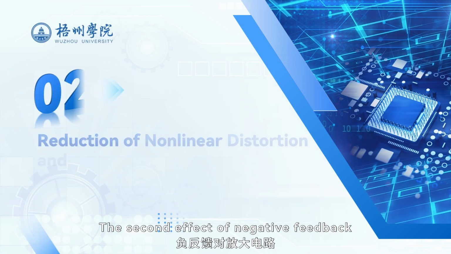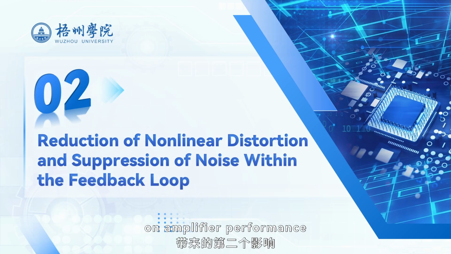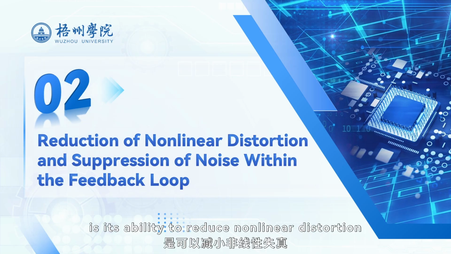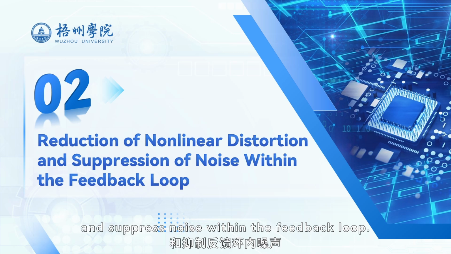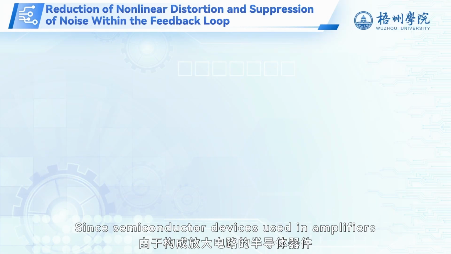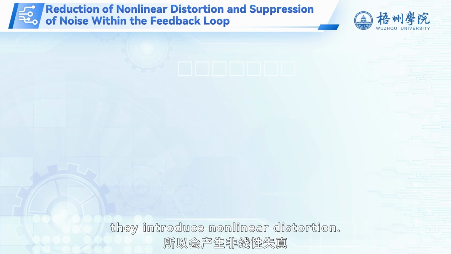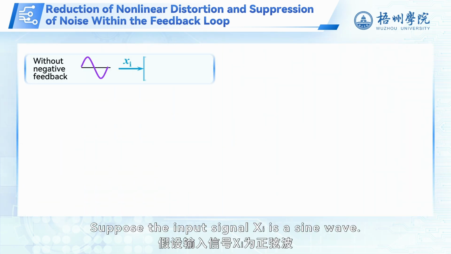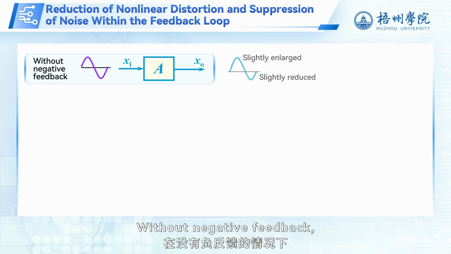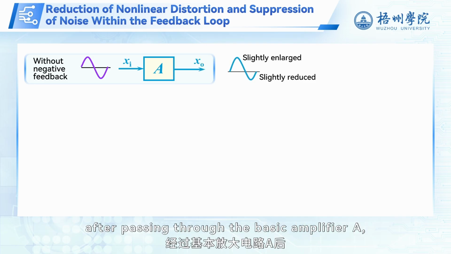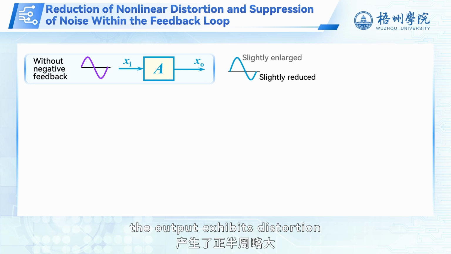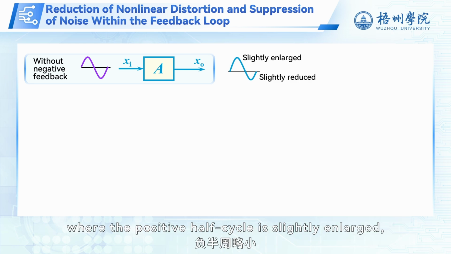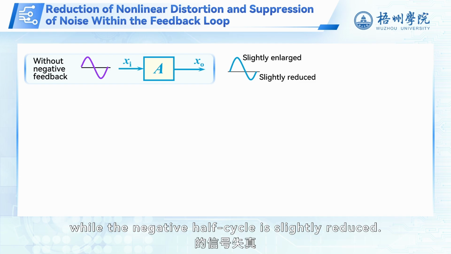The second effect of negative feedback on amplifier performance is its ability to reduce nonlinear distortion and suppress noise within the feedback loop. Since semiconductor devices used in amplifiers are nonlinear, they introduce nonlinear distortion. Suppose the input signal Xi is a sine wave. Without negative feedback, after passing through the basic amplifier A, the output exhibits distortion where the positive half cycle is slightly enlarged, while the negative half cycle is slightly reduced.